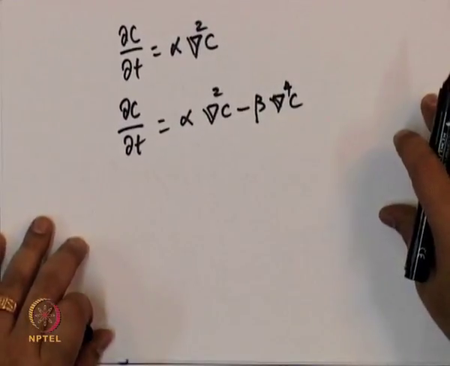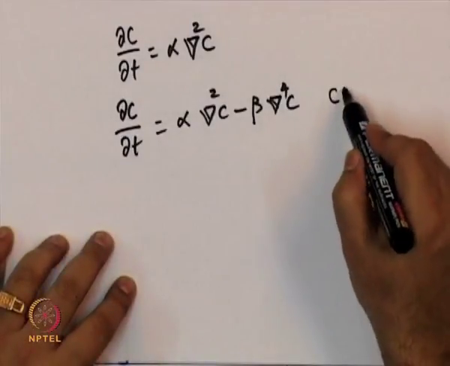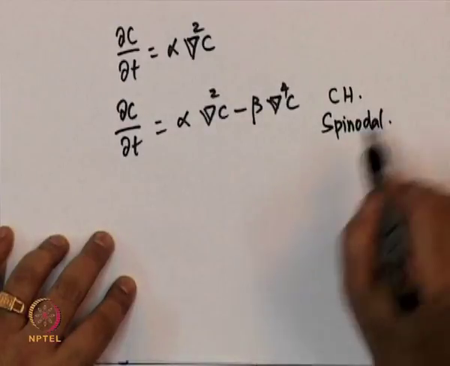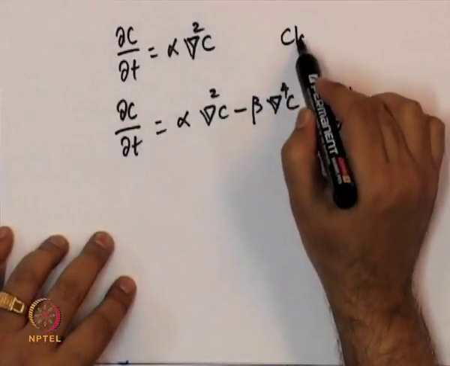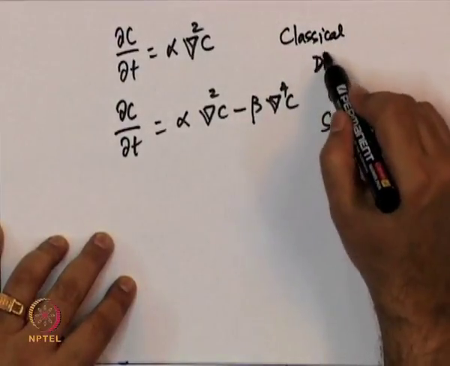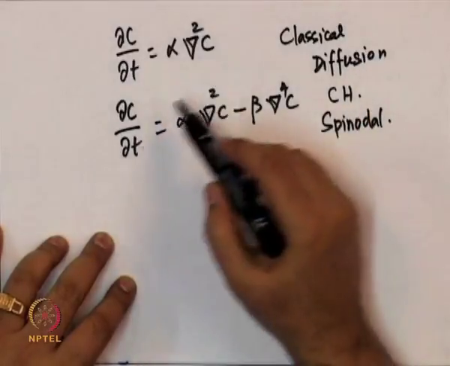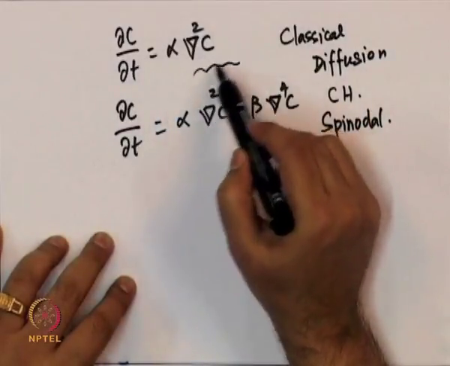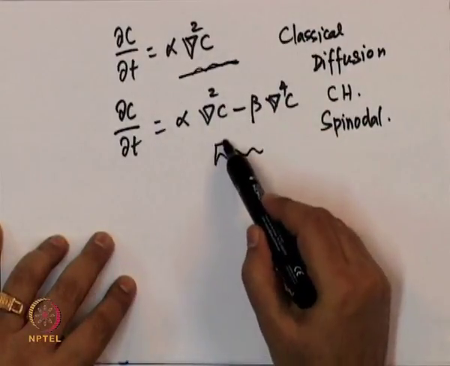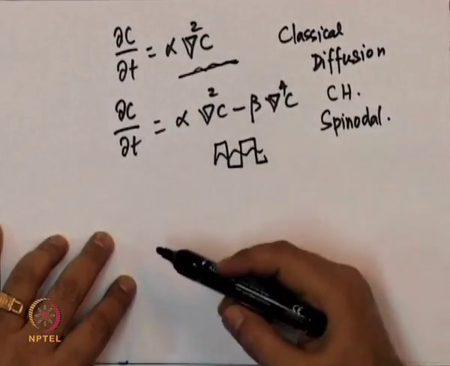Now, this is Cahn-Hilliard, and it is derived with spinodal decomposition in mind. And this is the classical diffusion equation. The difference between the two equations is that in this case, if you have any compositional heterogeneities, they will all be evened out. In the Cahn-Hilliard case, if you have any compositional heterogeneities, they tend to grow with time. So that was the difference.